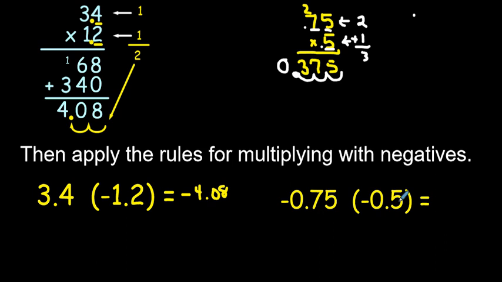For this next one, I have a negative times a negative, which we learned on the previous page by looking at the pattern. A negative times a negative gives us a positive product. So I'm going to get my positive answer of 375 thousandths.